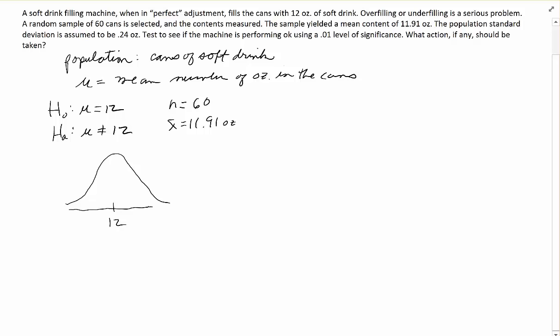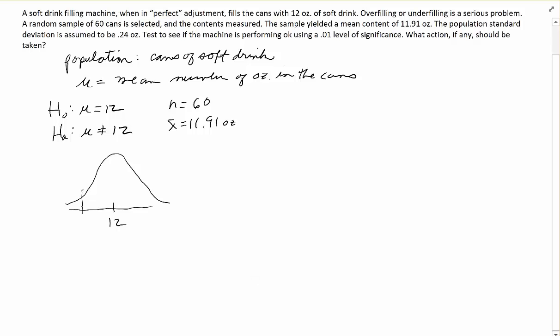But we know from the sampling distribution that if the machines were actually filling the cans to 12 ounces on average, 12 ounces would be the center of the sampling distribution. And the sample means would be distributed according to that distribution. So it's not surprising that even if the null were true, the sample means would be a little off from that. Because again, they're coming from samples. They're estimating the population mean.